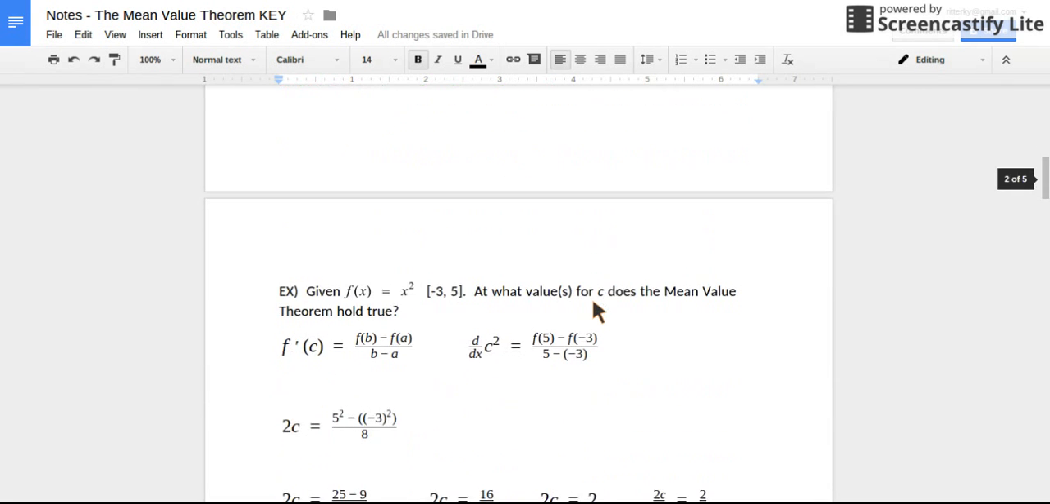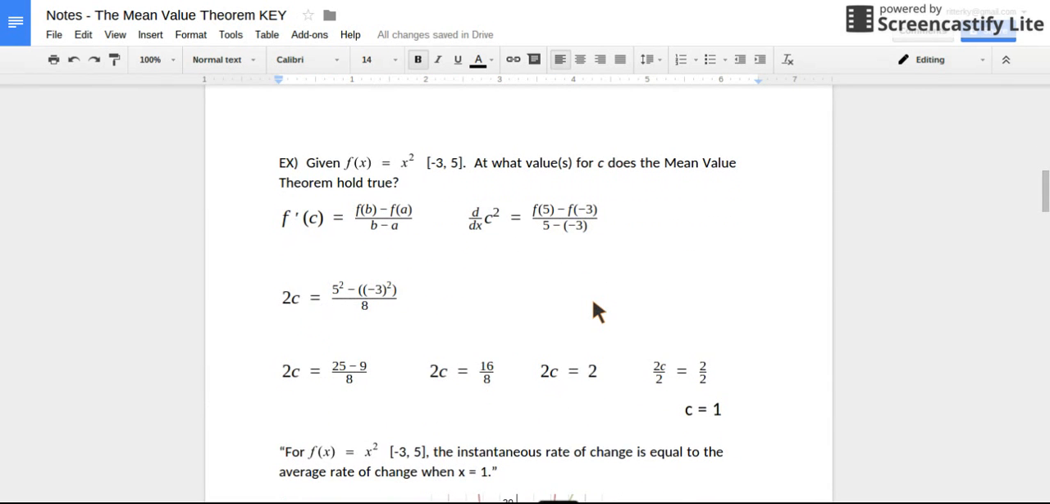So let's talk about some applications or some practice problems. Given the function f is x squared, on this interval, -3 to 5, at what value, what input does the mean value theorem hold true? So at what input value does the instantaneous slope equal the average slope? Or where does the derivative of the function equal the average slope in between these two endpoints?